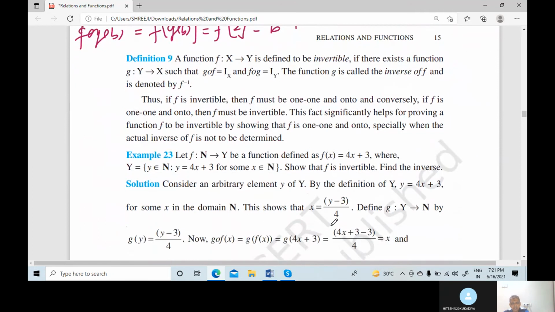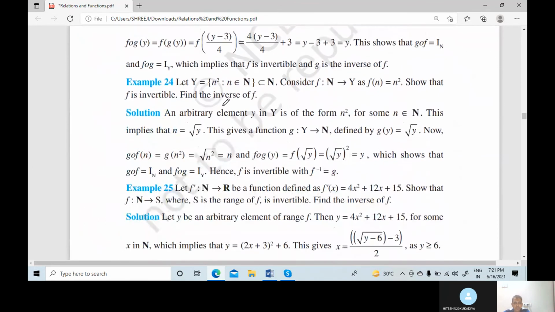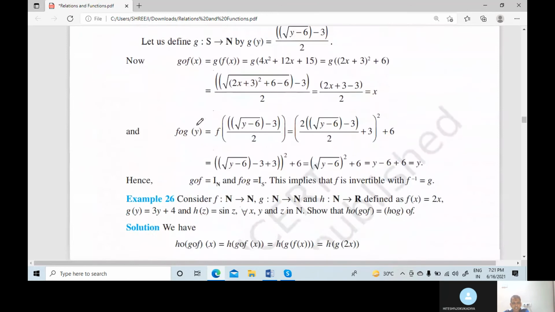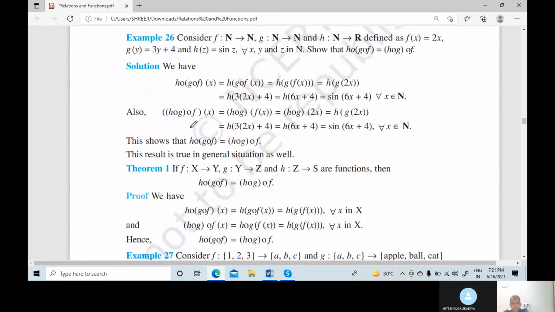Now here starts a new topic, inverse function, but we will discuss it in the next lecture. Just hold it.